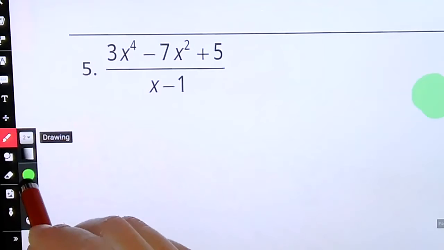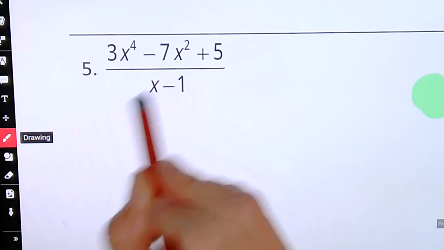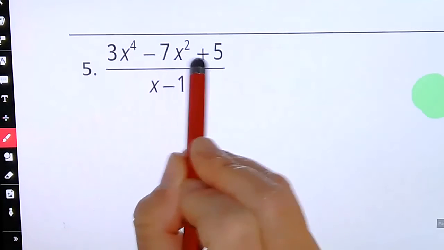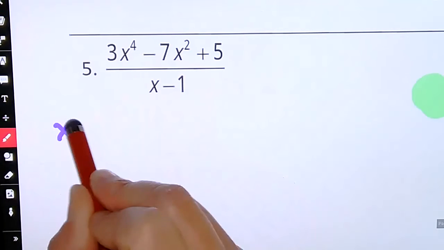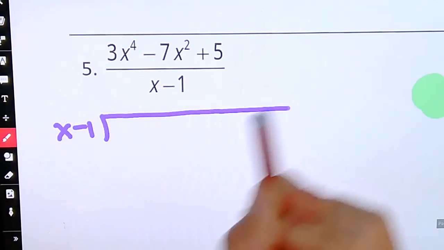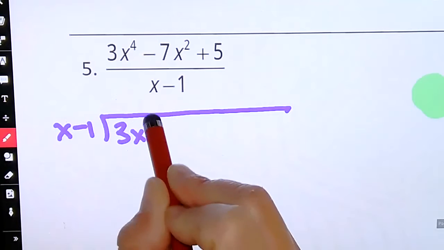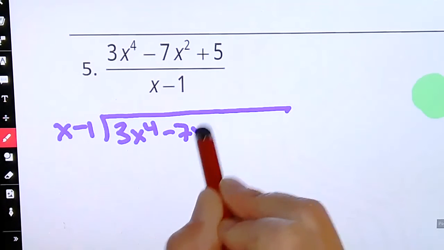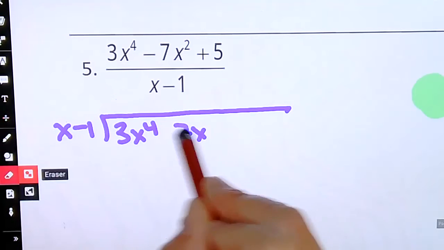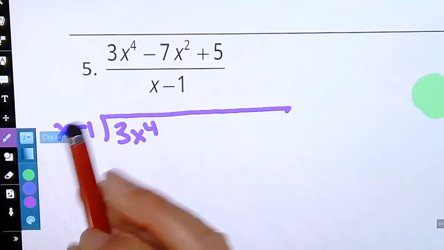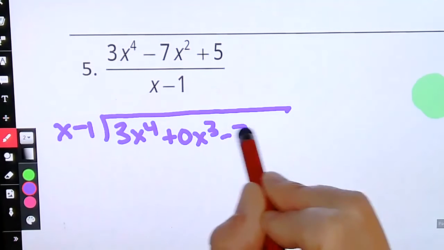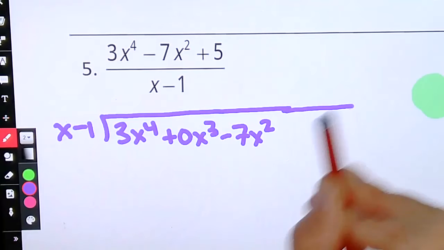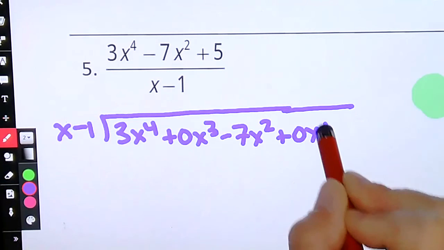Okay, so on number 5, it looks like I'm missing actually 2 terms here. I don't have an x cubed and I don't have an x. I'm going to have a 0 there. So this is going to be x minus 1 into 3x to the 4th minus 7x. I already forgot to put that there, didn't I? So don't forget to put your plus 0x to the 3rd minus 7x squared, and then plus 0x plus 5.